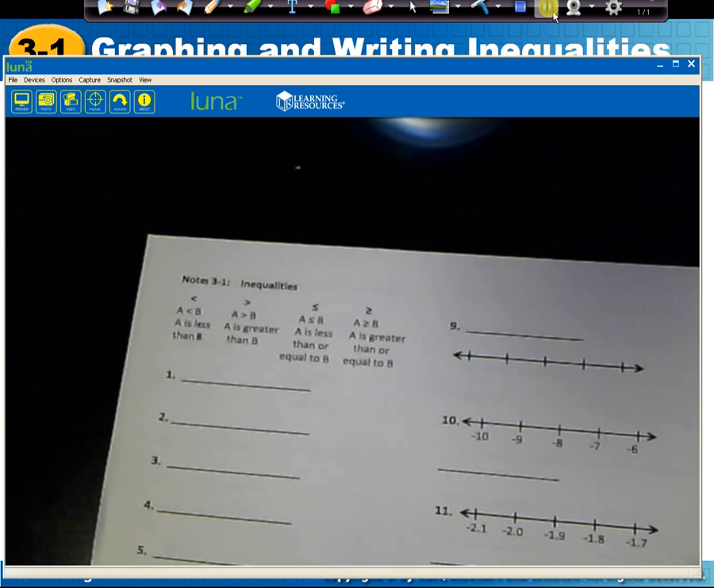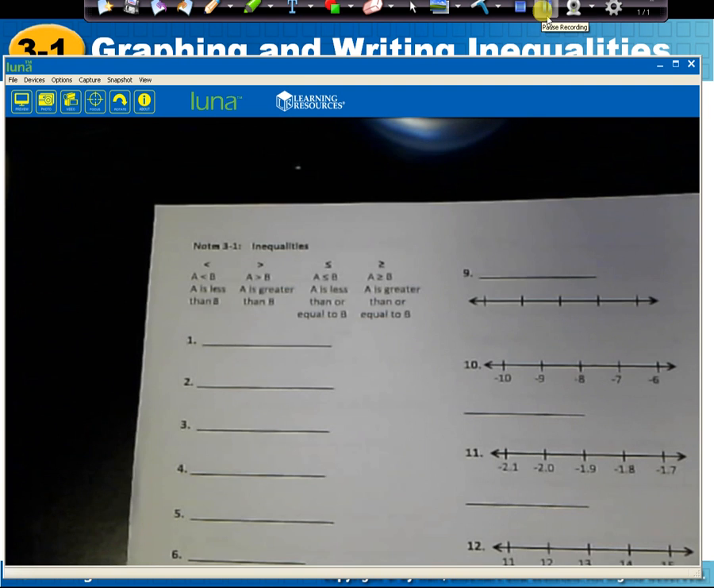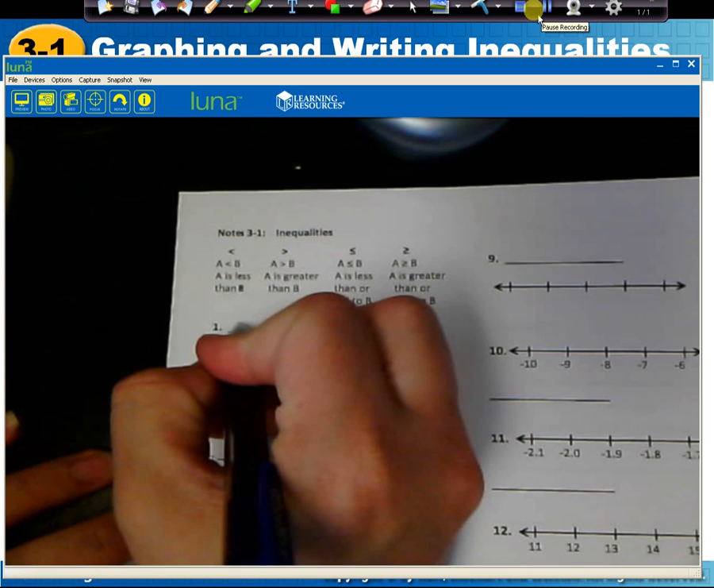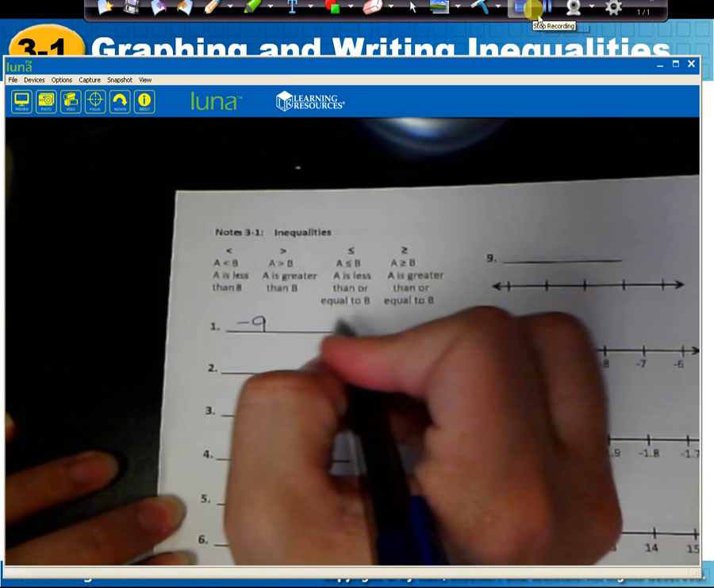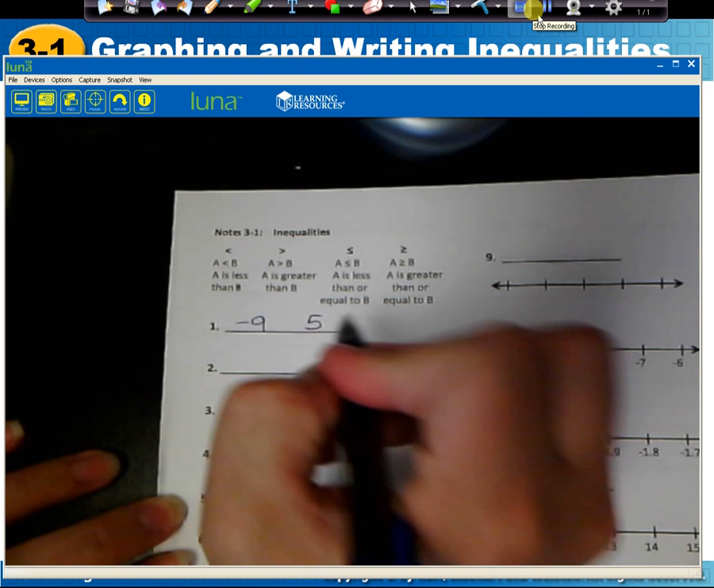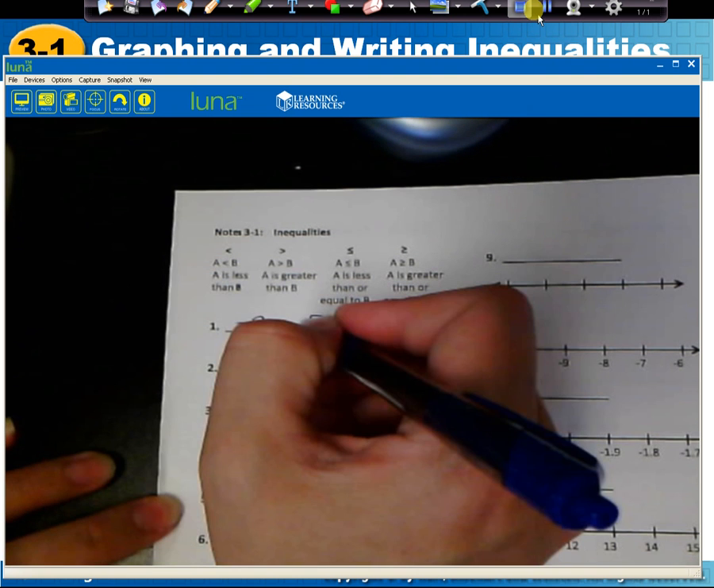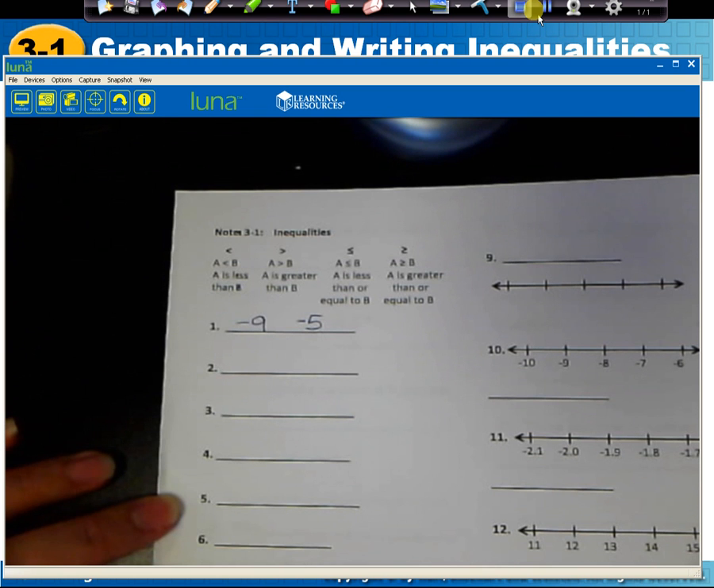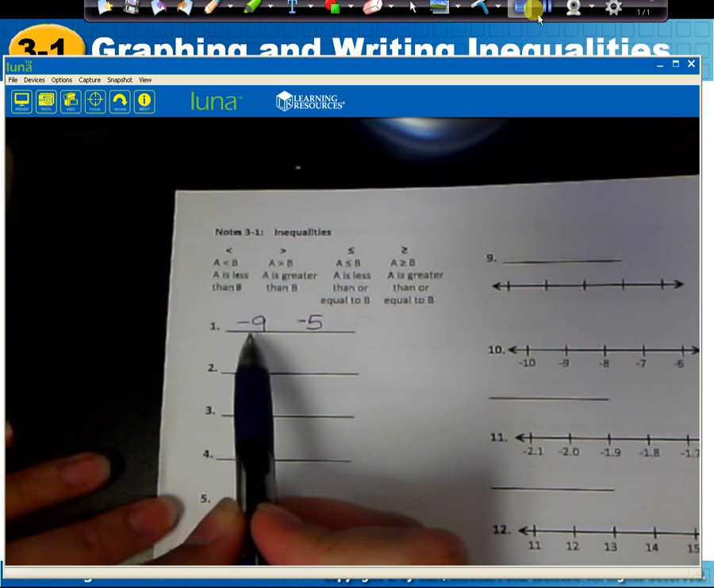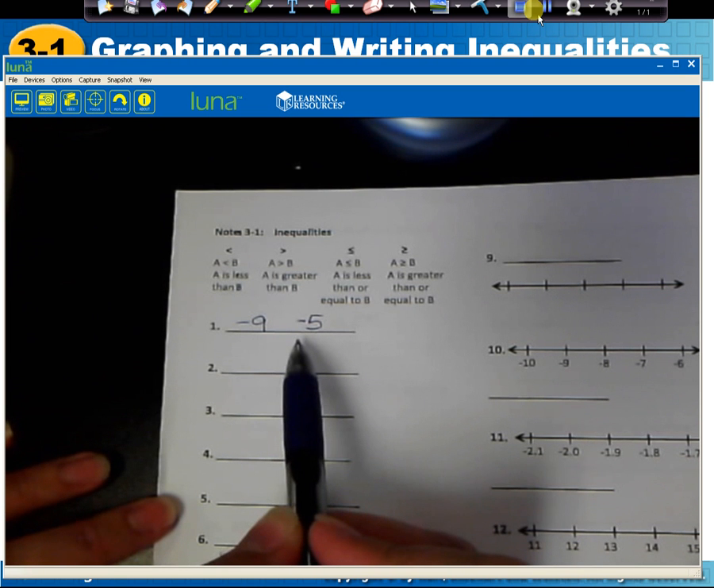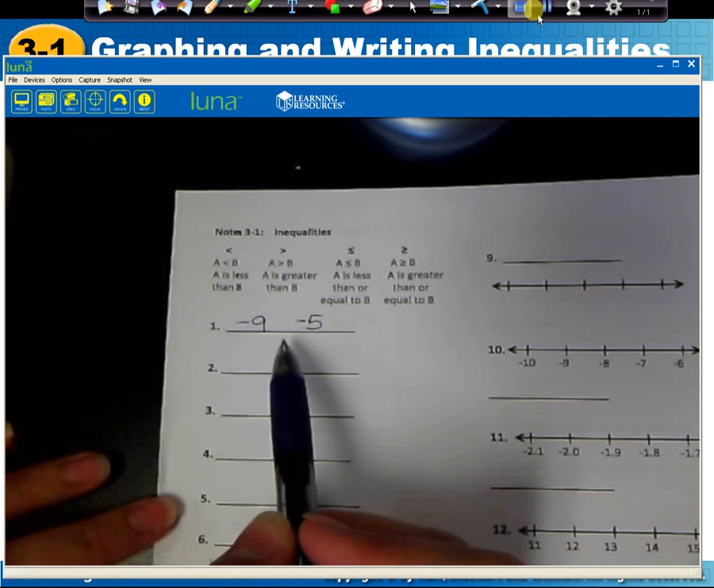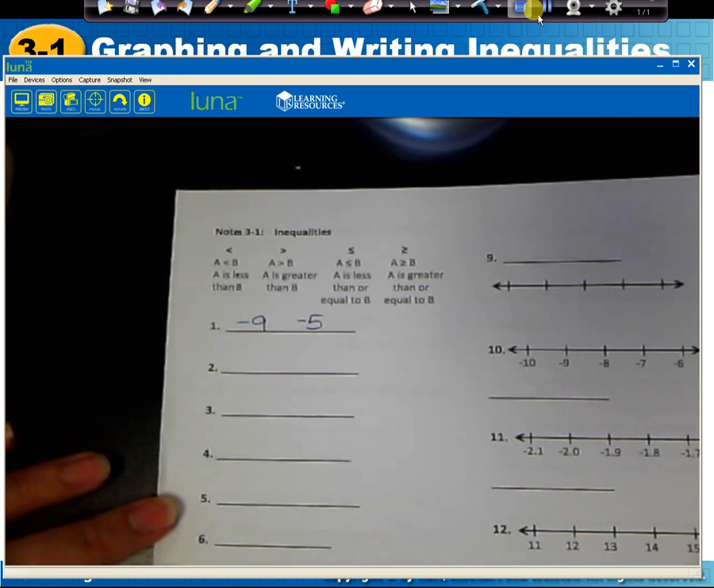So we're going to compare some numbers first. Okay, we're going to compare some numbers. First of all, I want you to write in this first blank -9, and then leave a space, and then write the number -5. The question here is, is -9 less than or greater than -5? We have to think about which one is further away from 0.